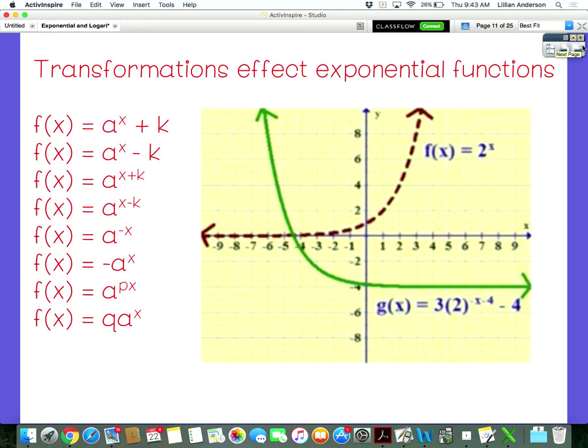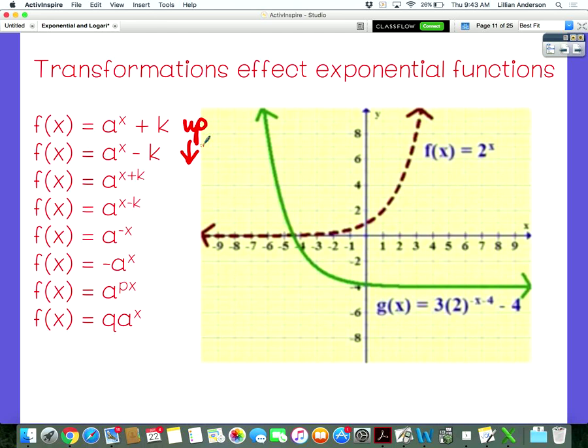Okay? And this is how they apply. Whatever your base is, raised to the x power, if you have a plus k on the outside, it's going up. A minus k means it's going down. Okay? It's not in the exponent. It's actually side by side with the base itself.